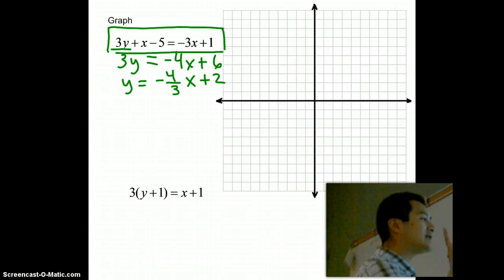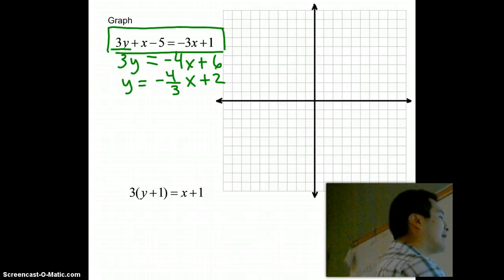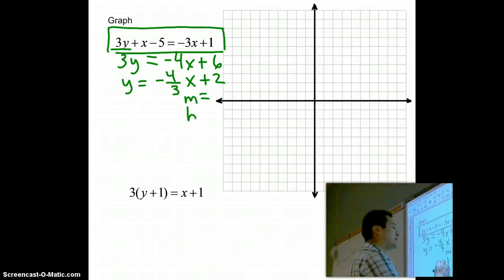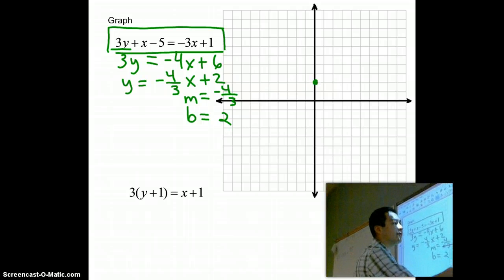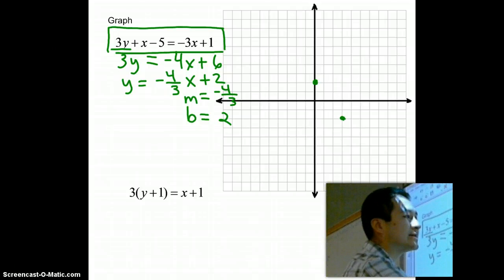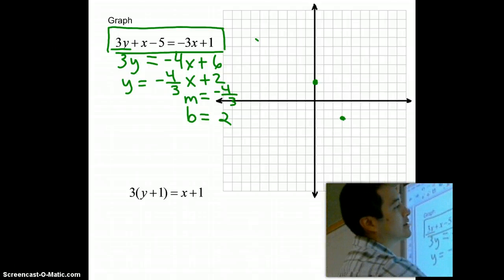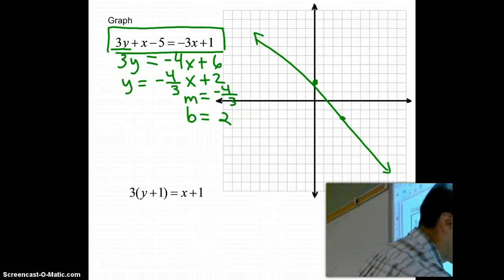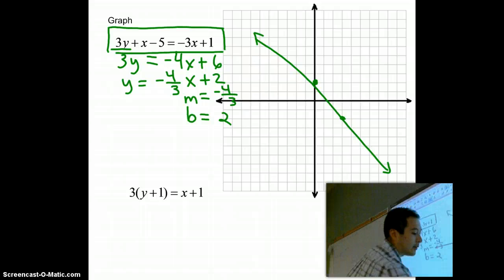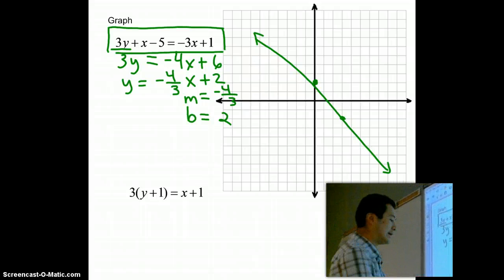Graph this. When I'm graphing this, I need to find two things before I graph. I need to find my m. I need to find my b. My m is negative 4 over 3. My b is 2. Start with 2. Make your first dot. Then graph it. That means 4 down, 3 to the right. 1, 2, 3, 4. 1, 2, 3 to the right. Connect your lines. Alright, how do you feel about that one? Not too bad, right? We'll do a harder one in a little bit.